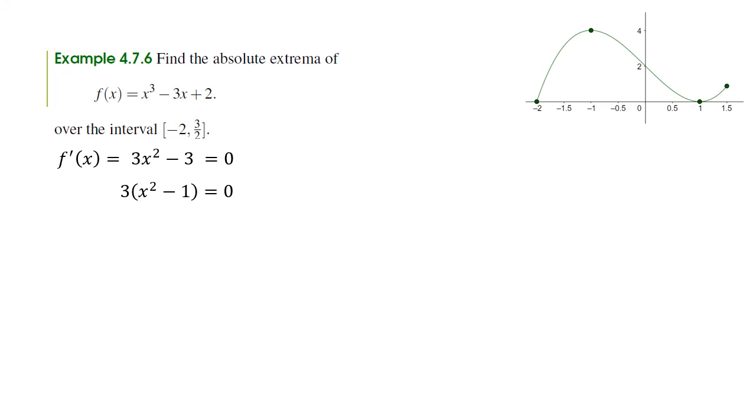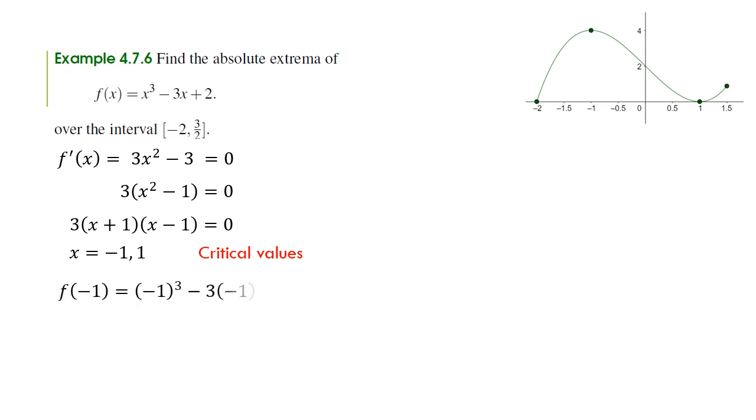And x squared minus 1 is factorized to be x plus 1 times x minus 1. So we have x equals -1 and 1 as the critical values, and the endpoints are -2 and 3/2. We will find the values of f at the critical values -1 and 1, and the endpoints -2 and 3/2.